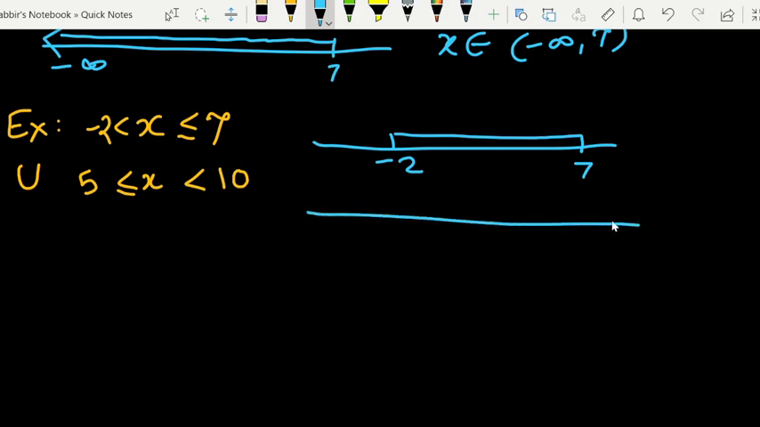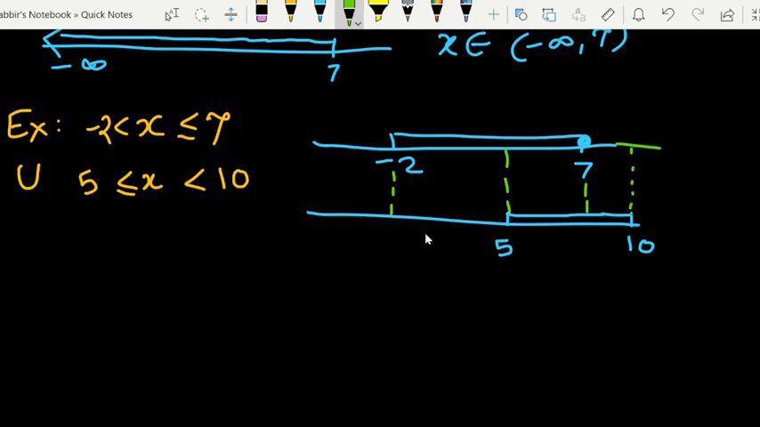In the first inequality 7 is included, so at 7 we will place a dark circle here. Now in the second inequality, 5 is on the right side of minus 2, so it will lie somewhere here. So I will plot 5 here, and 10 would be on the right side of 7, somewhere here, so 5 to 10. We are finding the union. So again we will draw perpendiculars from the points where the inequality is starting or ending. So minus 2, we will draw a perpendicular.